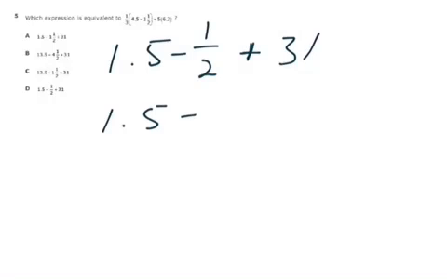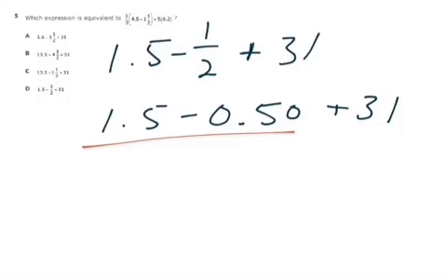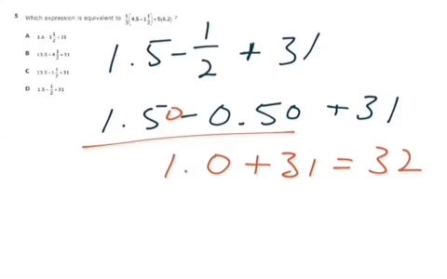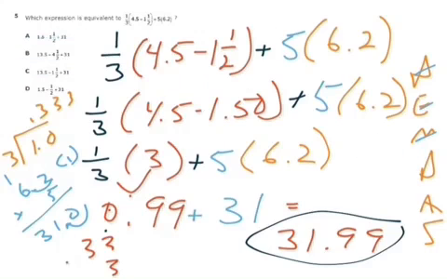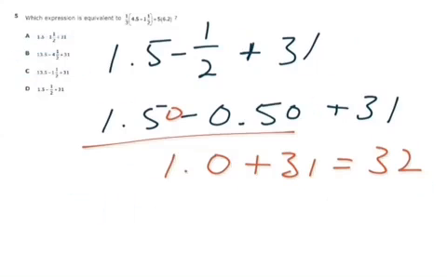Well, let's check it out. Let's double check: 1.5 minus 1/2 plus 31. This is basically 1.5 minus 0.5, because that's what 1/2 is. It's like 50 cents, plus 31. We subtract first: 1.50 minus 0.50 is basically 1.0, plus 31 gets me 32. Not exactly 31.99, but 32 is just 1 penny, 1/100th, off. So the best answer when we look at all of these is going to be D.